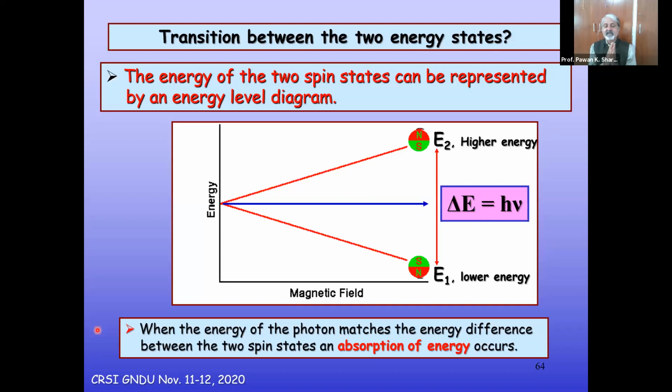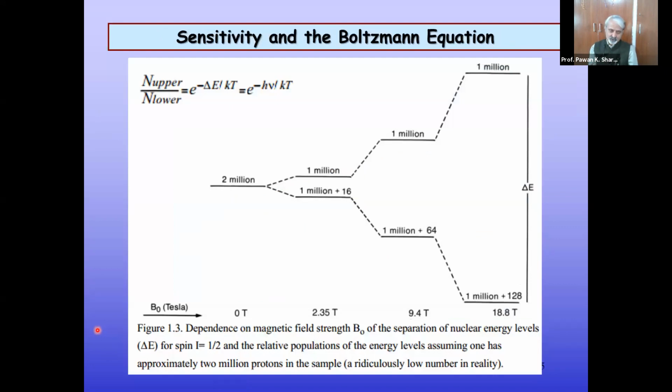So if we have a photon equal to the energy delta E, exactly matching the energy delta E, there would be a transition from E1 to E2. But here it is very important to understand what is happening when we apply the external magnetic field. Suppose that we put 2 million nuclei in an external magnetic field, 2 million nuclei of ethanol, let us say.